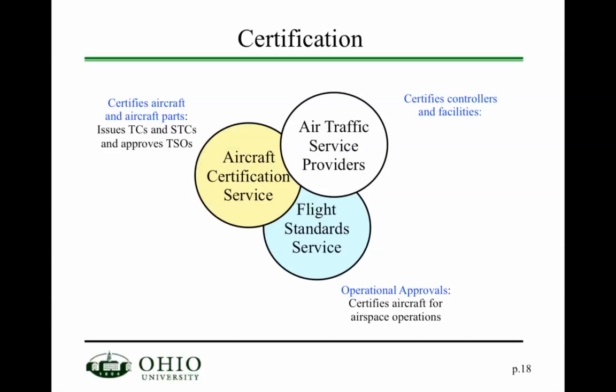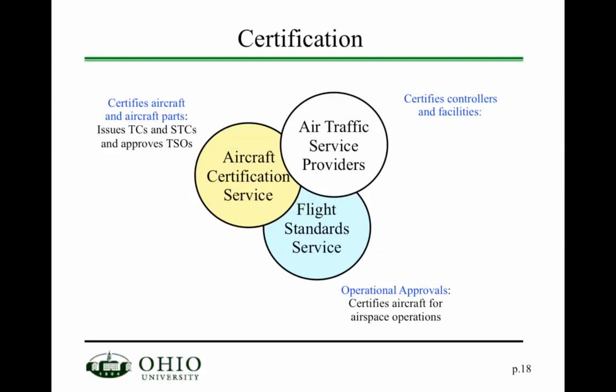Okay, so when it comes to certification, there are three organizations at the FAA that are involved in the certification process. You have the air traffic service providers that deal with certifying controllers and controller facilities, like the air traffic control facilities, for example. Then you have the Aircraft Certification Service, ACS, that certifies aircraft and parts of aircraft, and they issue TCs, type certificates, and supplemental type certificates, as well as technical standard orders. And then finally you have Flight Standards, which deals with operational approvals.